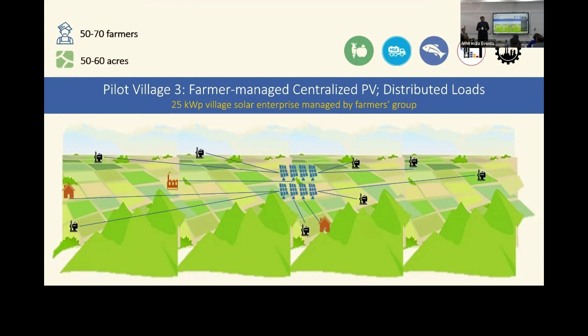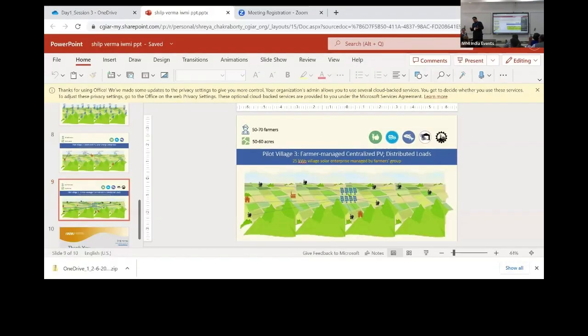So these are the 3 models that we want to try, and we want to learn from these models and see what would work best in what conditions and how to scale it up. So I'm going to stop here and open for questions. Maybe 1 or 2 very quick questions. At last, we'll address all the queries you have.